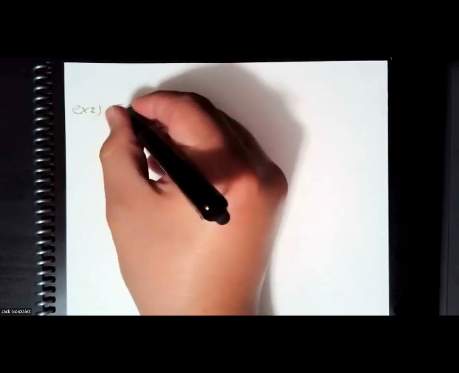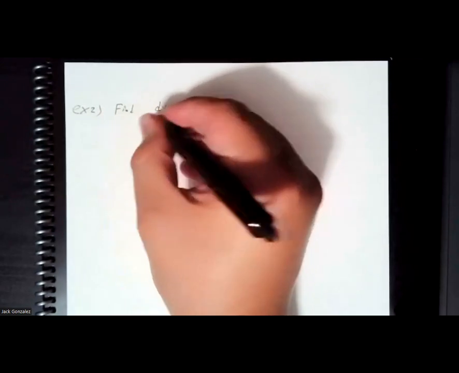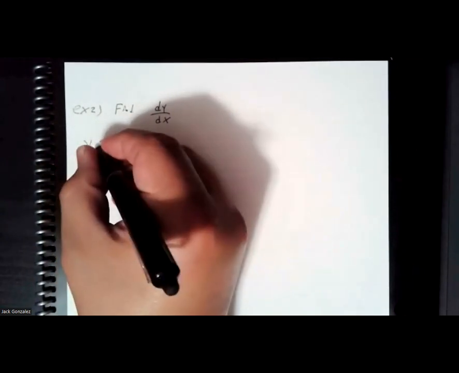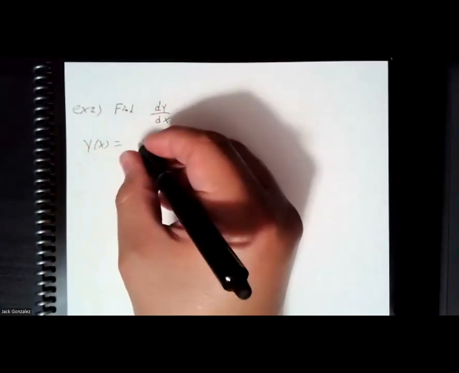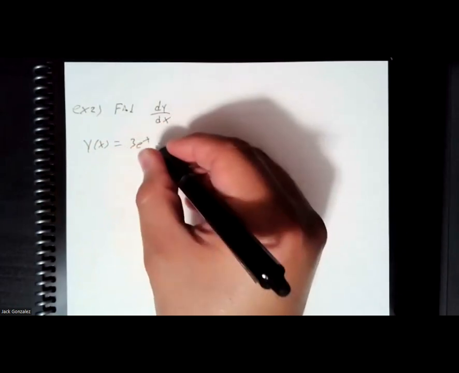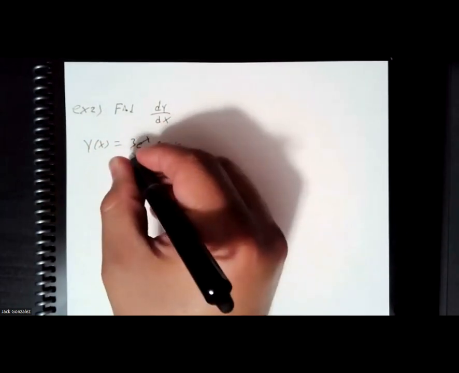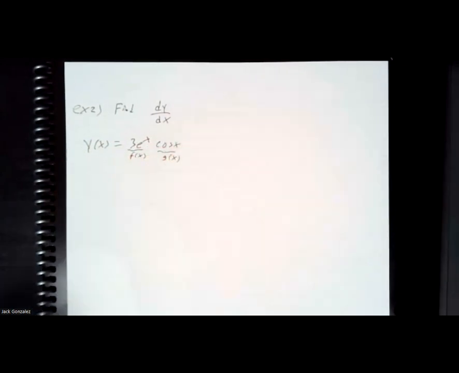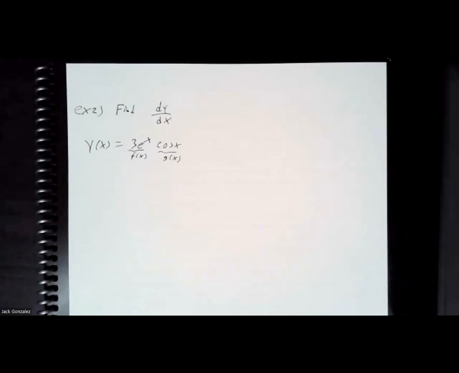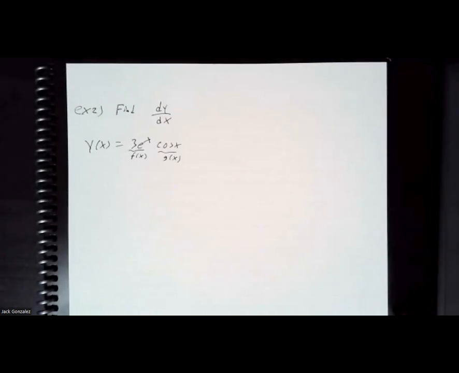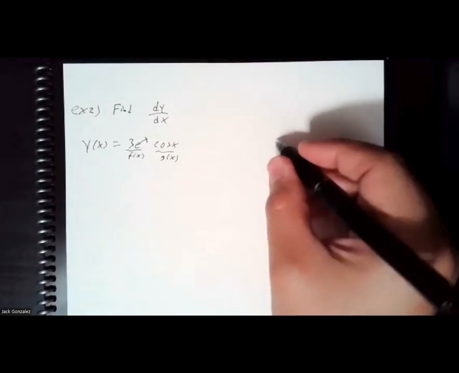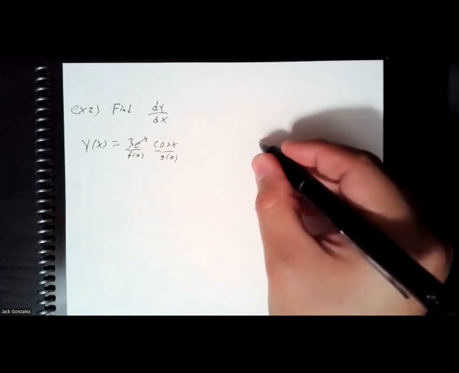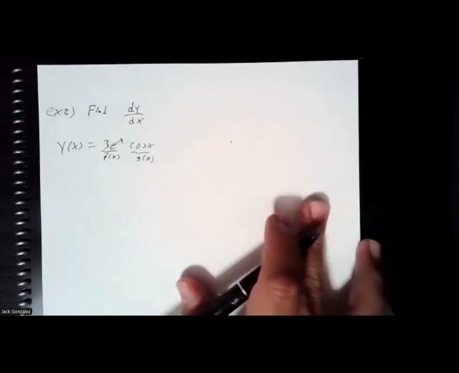I'm just going to shorten it up: find dy/dx. So this time I'll use the other notation, just so you get used to it. y of x is equal to 3e to the x cosine x. This is my, call it f and g. Now you don't really have to include the 3, but might as well.